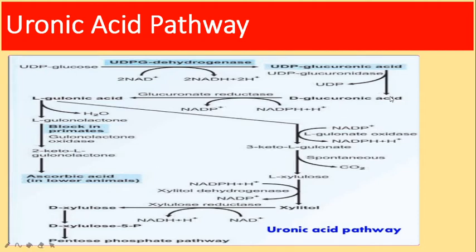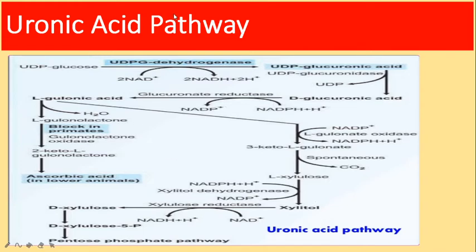Okay, so this is one pathway. From glucuronic acid, you get gulonate. This gulonate or gulonic acid will lead into two pathways. One pathway will lead to the formation of ascorbic acid, but not in humans and other primates. And the gulonic acid can be converted into xylulose. Now we'll see the formation of xylulose.